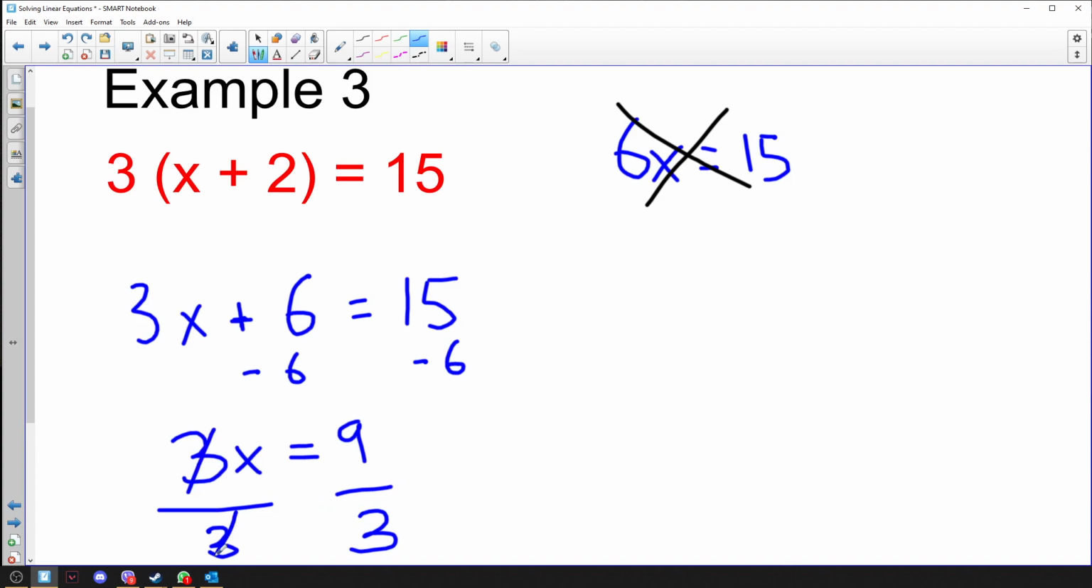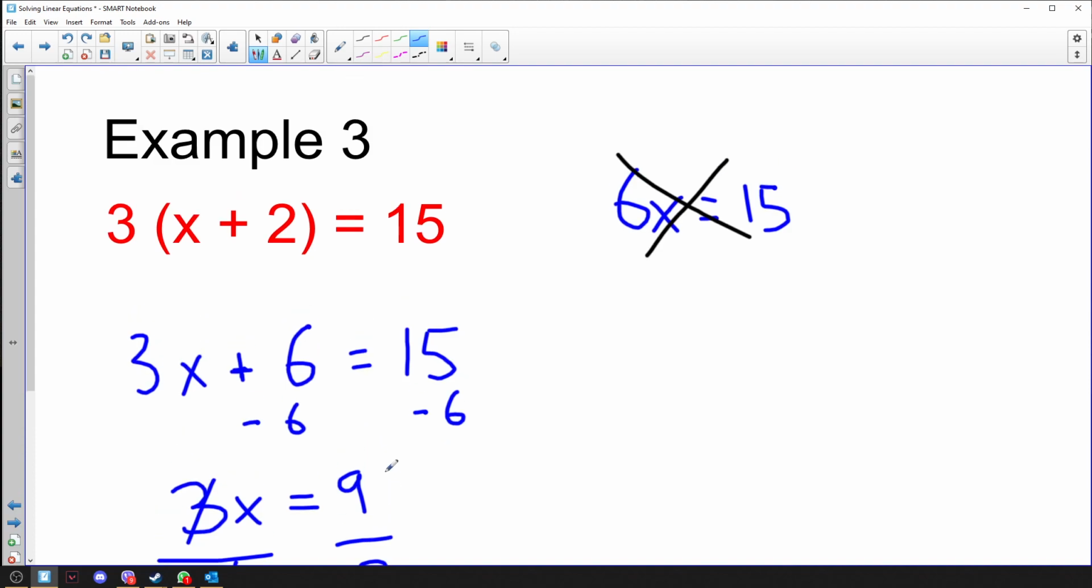Okay, cross them out, x equals 9 divided by 3, which is 3. So there are many ways you can do it. With a question like this, you could probably do it mentally in your head. You just think to yourself, okay, 3x plus 6 equals 15. So 3 times something must equal 9, because 9 plus 6 equals 15.